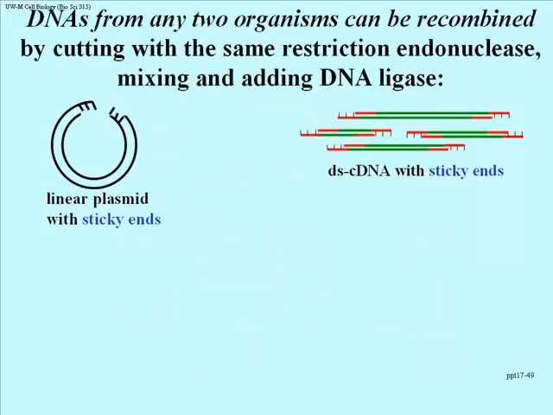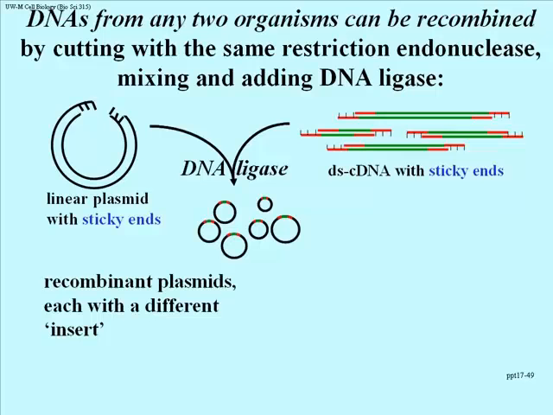So I said that you can recombine DNA from any two sources, any two organisms that you wish. You simply cut them with the same restriction endonuclease, and then you mix the DNA from the two sources in this fashion, and you add DNA ligase, which will catalyze the stitching together of DNA fragments, and you end up with recombinant DNA. So in this example, we took a plasmid, which is a piece of circular DNA independent of a bacterial chromosome, but often housed in bacteria.